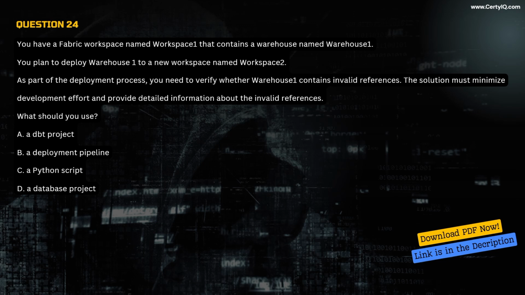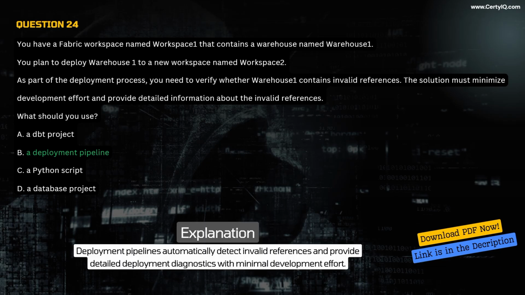What should you use? A. A DBT project. B. A deployment pipeline. C. A Python script. D. A database project. Correct answer B. A deployment pipeline. Explanation. Deployment pipelines automatically detect invalid references and provide detailed deployment diagnostics with minimal development effort.